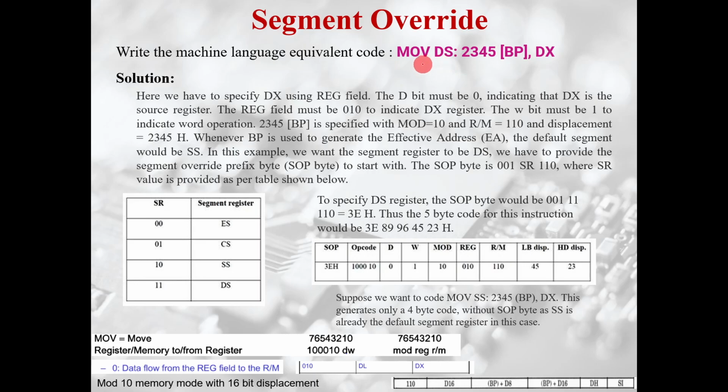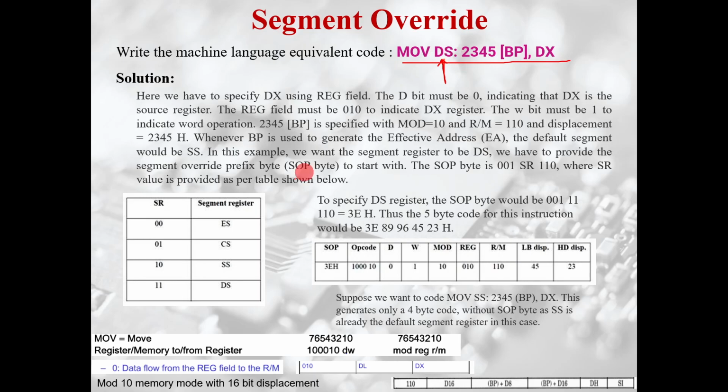Now suppose I write this instruction, MOV DS:[2345 + BP], DX. This DS is the segment override. Obviously in this particular example, even if I don't write DS, it will take the value as DS, but I have just written DS.